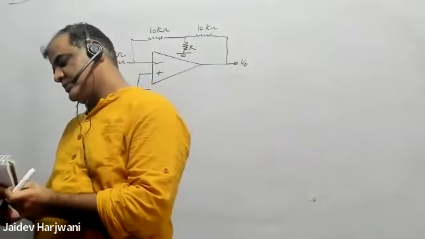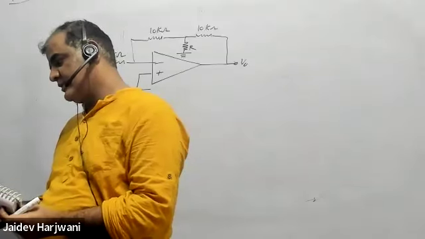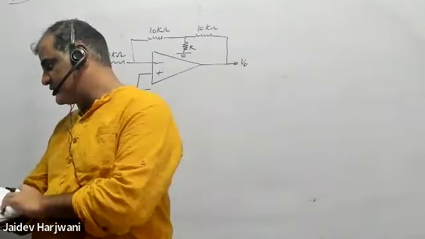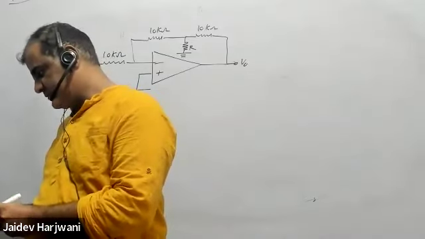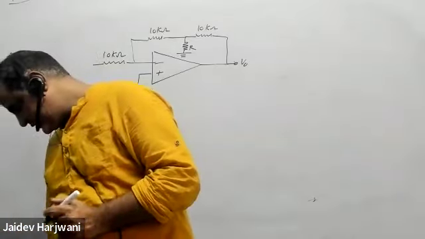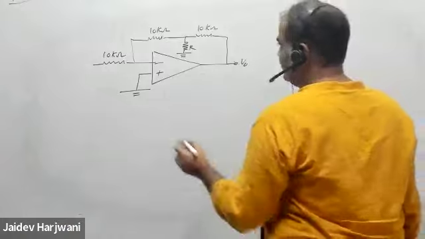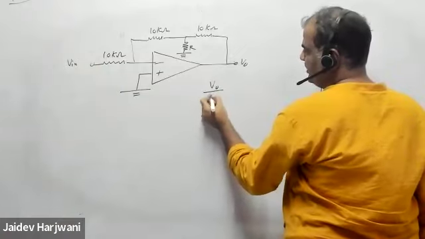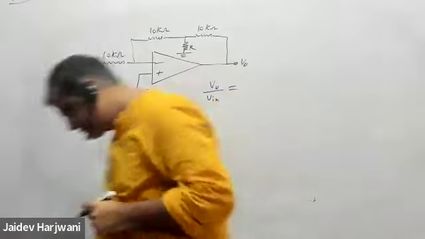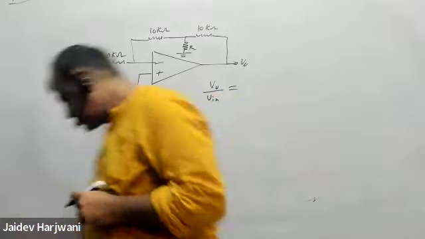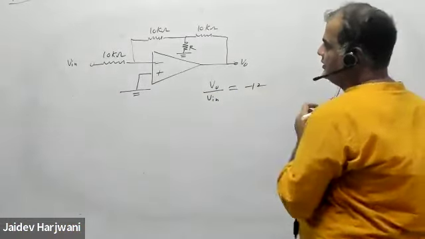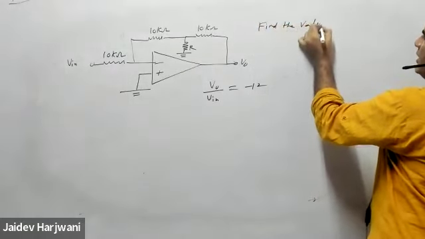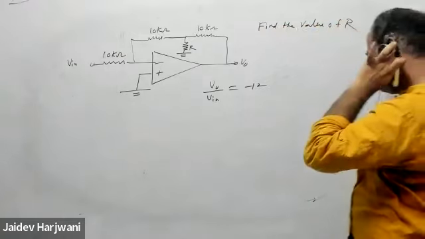Okay. The question, what do we basically need to calculate? V input is given in the question. It is given that V naught upon V input, the value is minus 12. Okay. So find the value of R. Find the value of R. That we have to calculate.